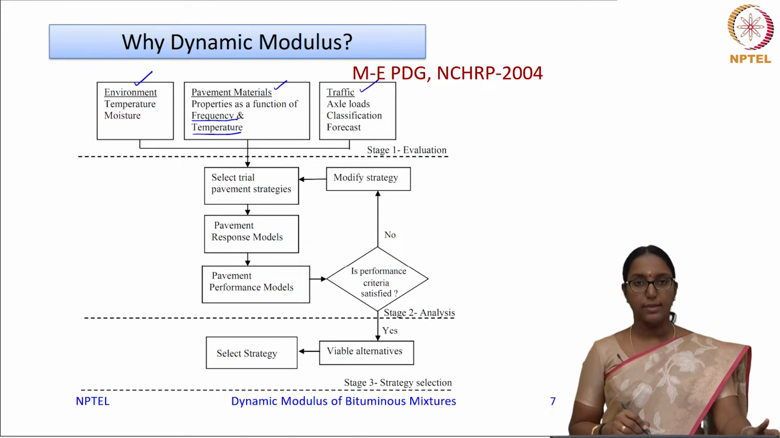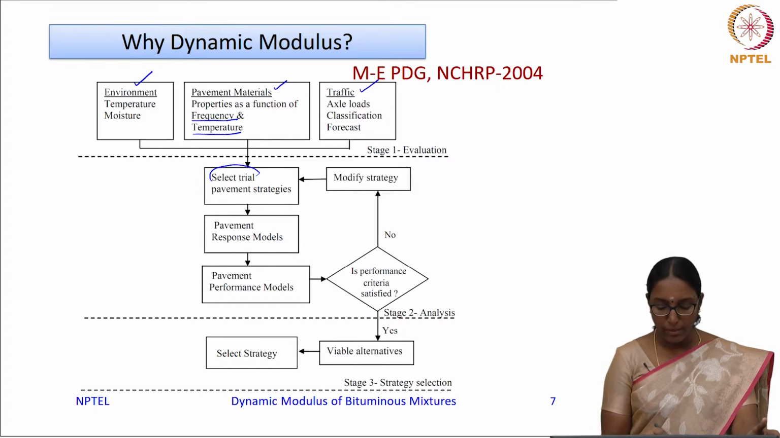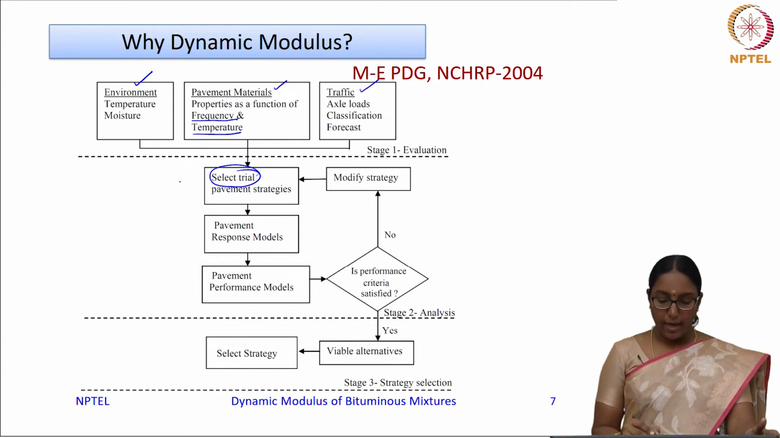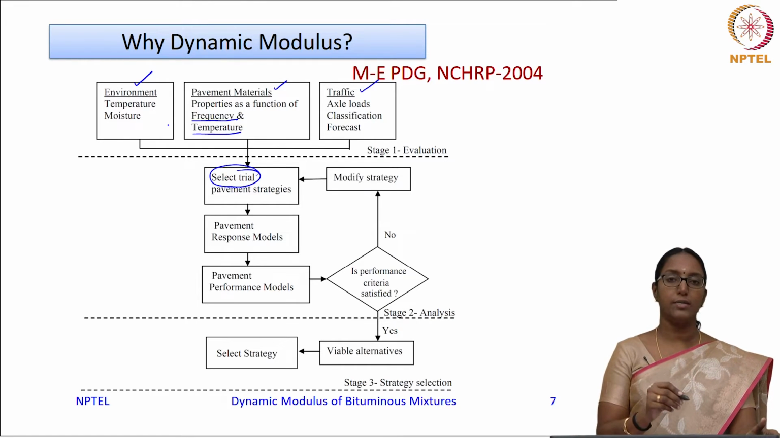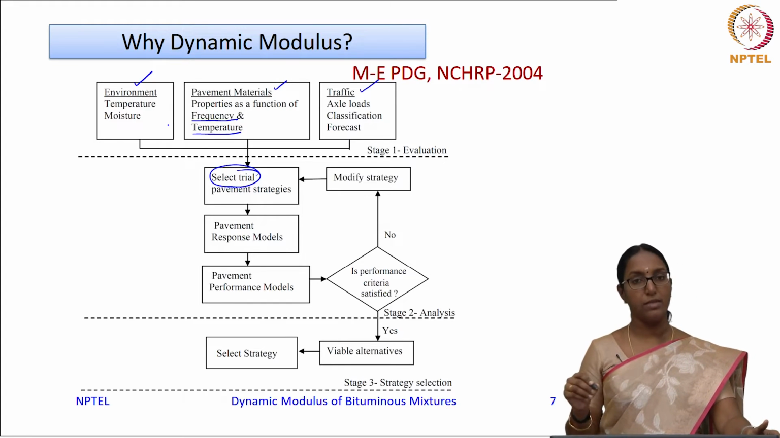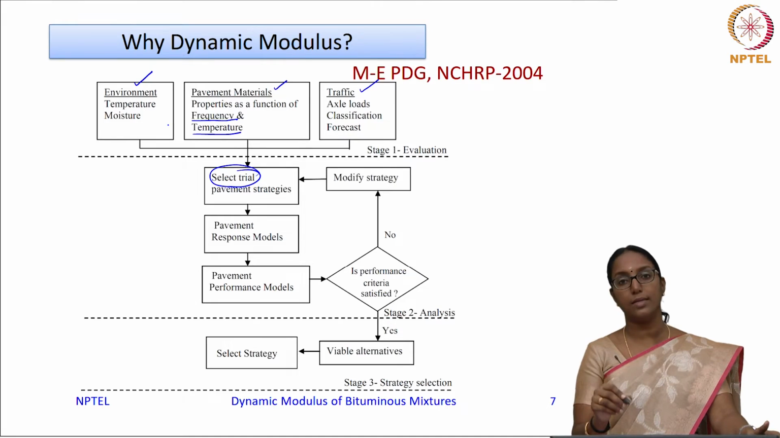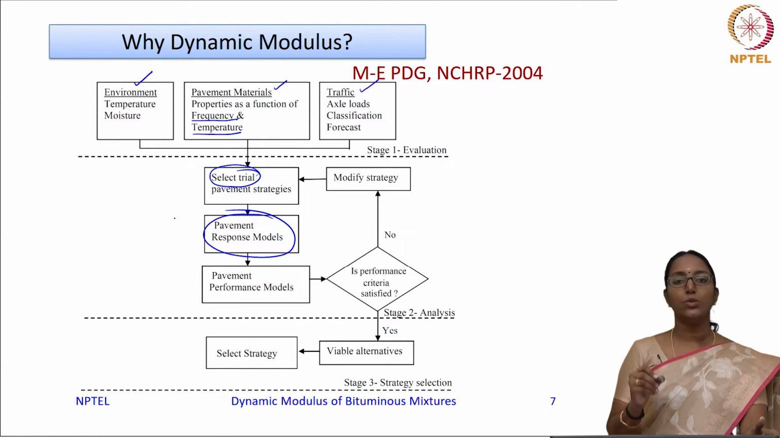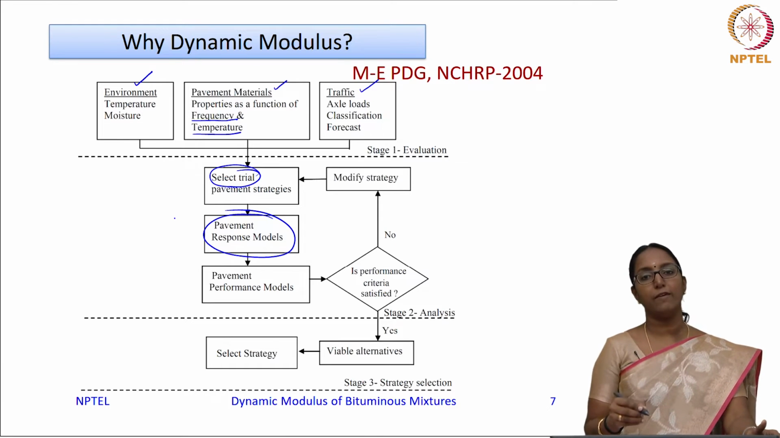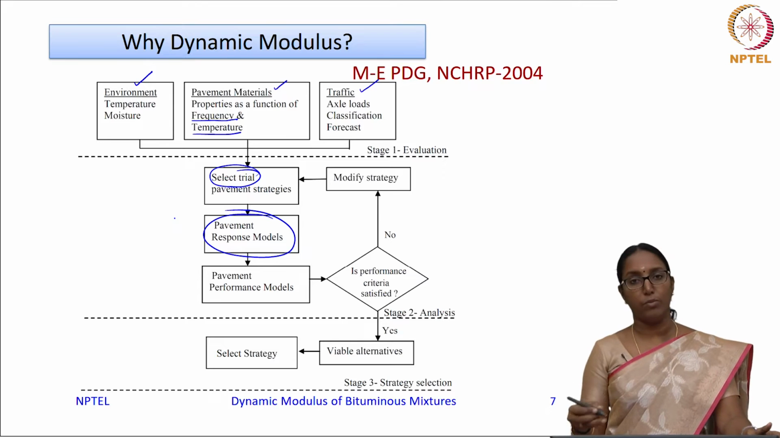In the analysis and design, what happens is that you start with a trial pavement strategy, okay, and when you give all this information as what is the environmental condition, what is the traffic, and what is the time temperature dependent modulus value, when these are given to the analysis, there are pavement response models which will capture what is the respective response of the material in terms of, say, stress, strain, deformation, etc.